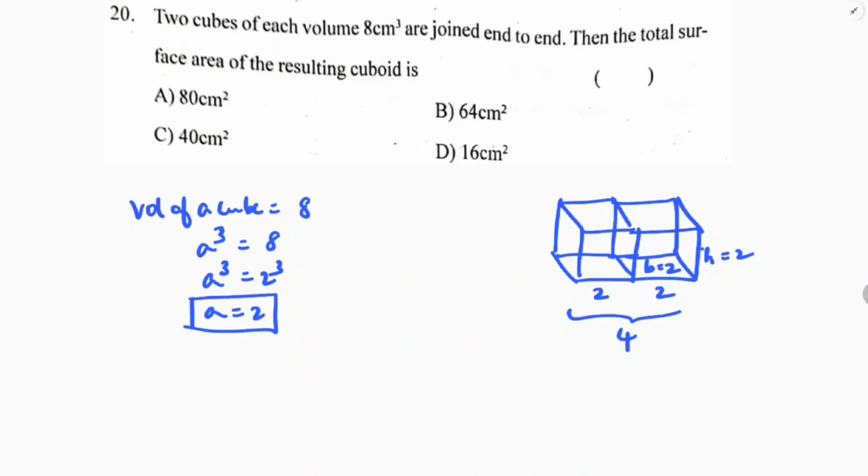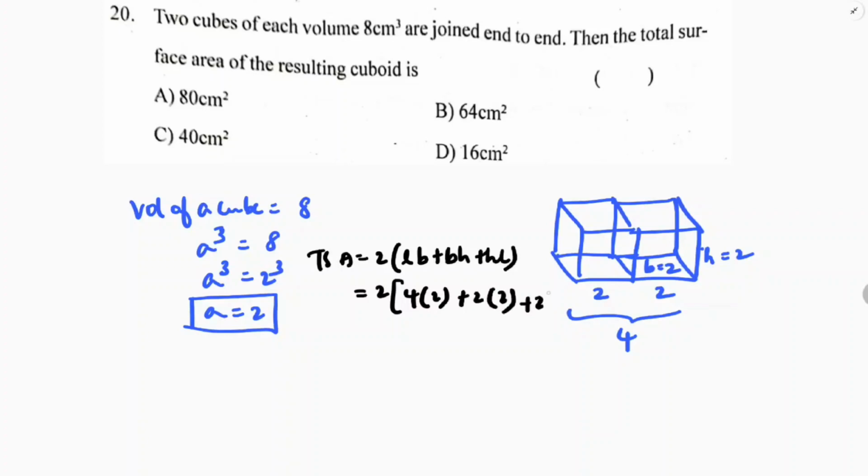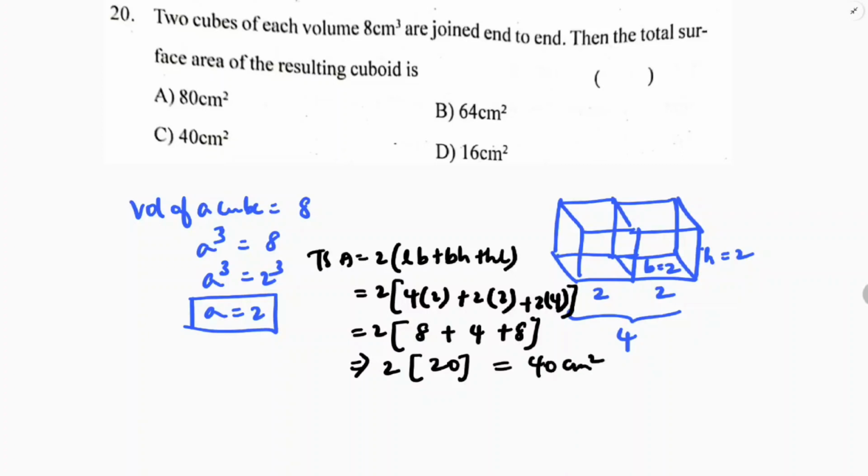So now we need to find the total surface area. The total surface area of a cuboid is 2 times (lb plus bh plus hl). 2 times length 4 into breadth 2, breadth 2 into height 2, height 2 into length 4. So 2 times 8 plus 4 plus 8. 2 times 8 plus 8, 16 plus 4, 20. Which is nothing but 40 centimeter square. 40 centimeter square, correct option is C.